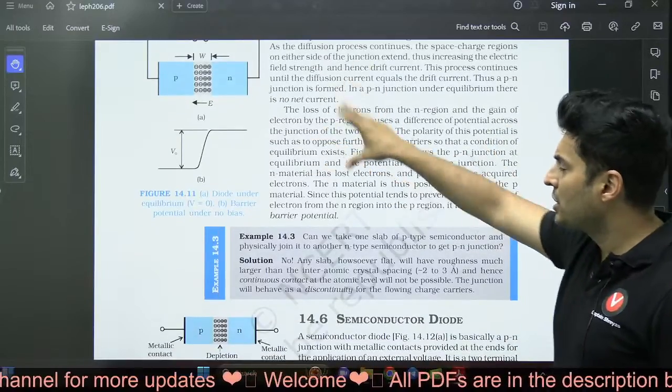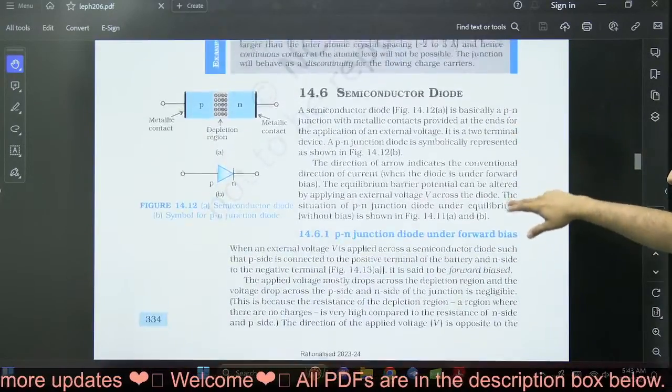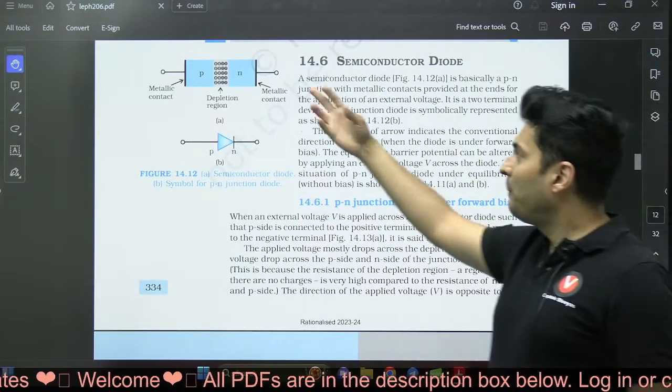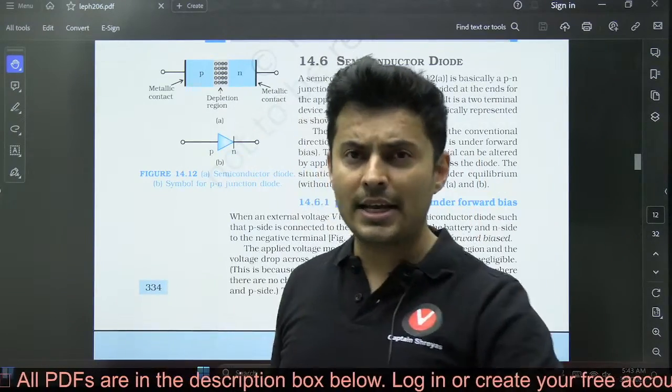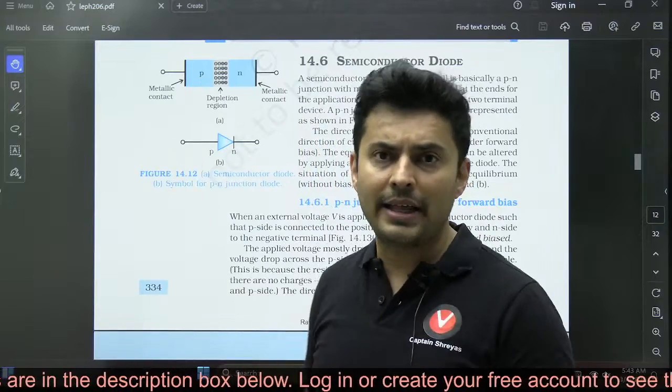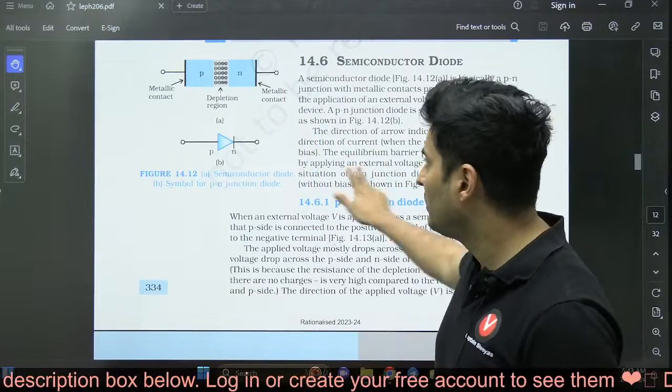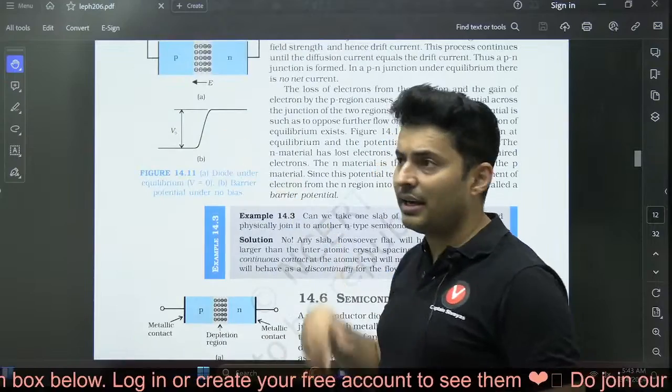Now this is barrier potential. You should be able to draw all of these things. Now a p-n junction is also a diode. A diode is a device which allows current in one direction and blocks the current in the other direction. So why does it happen? Because of this potential barrier which is created.